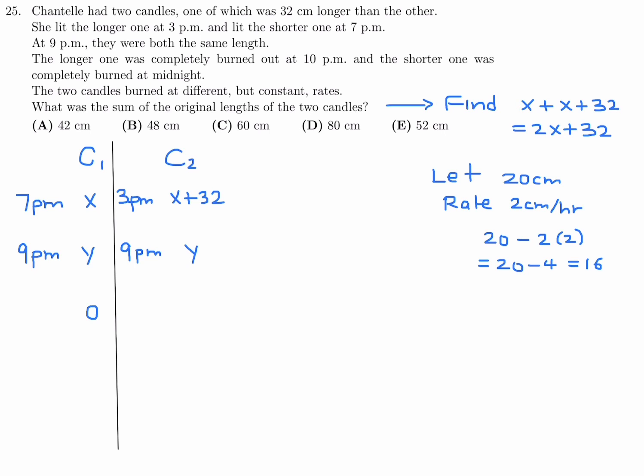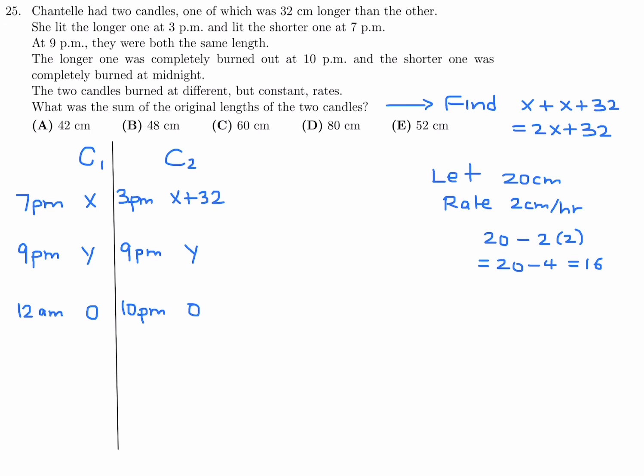Shorter one completely burned out at midnight. So 12 a.m., right? Midnight is 12 a.m. And then 0 for candle number 2, which is 10 p.m. Okay, so that's the setup, right? Okay, now we're going to get to this whole story right here.